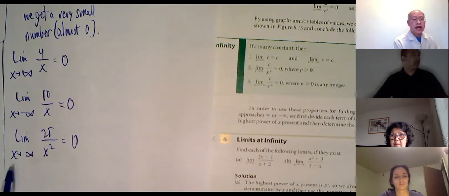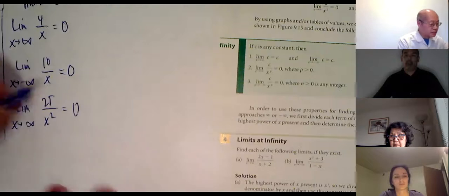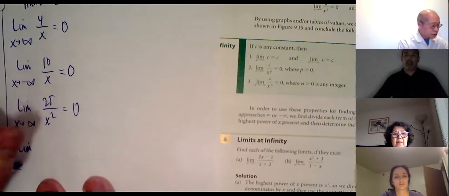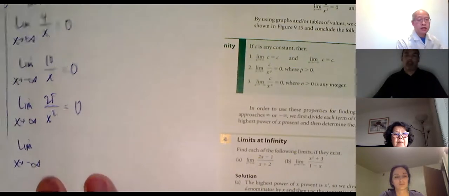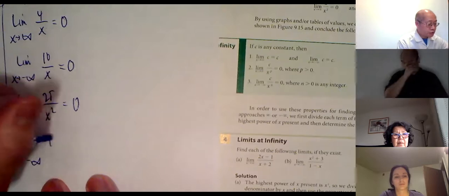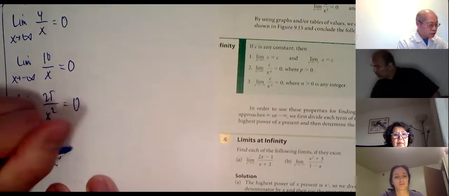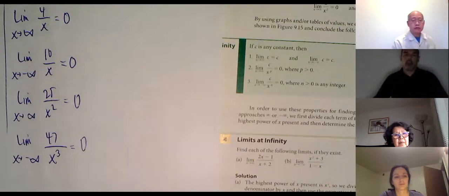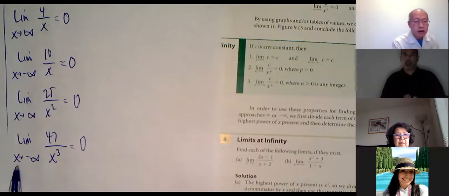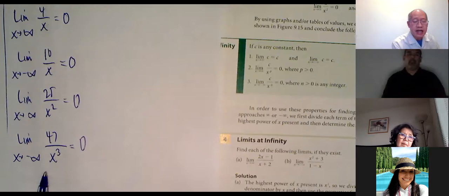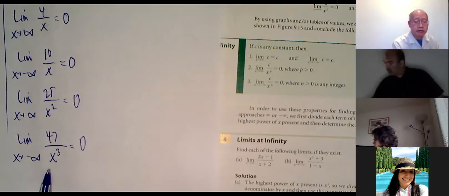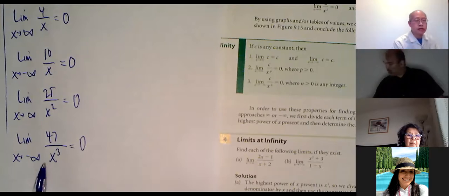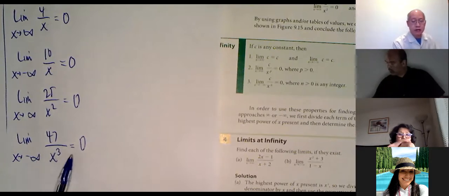Right? And likewise, if we approach negative infinity, it would be the same thing. Limit x approaches negative infinity of, I don't know, 47 over x cubed. That's still going to be 0. Okay. X approaches negative infinity. That means you plug in negative 100, negative 1,000, negative a million, negative a billion, negative a trillion. What's 47 over negative a trillion cubed? It's like negative 0.00000. It's practically 0 also.